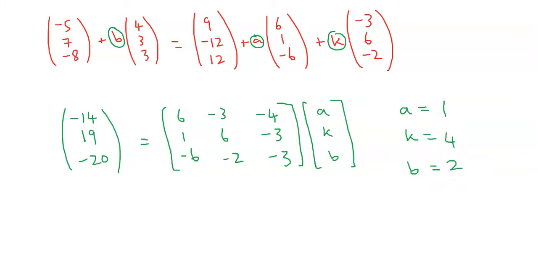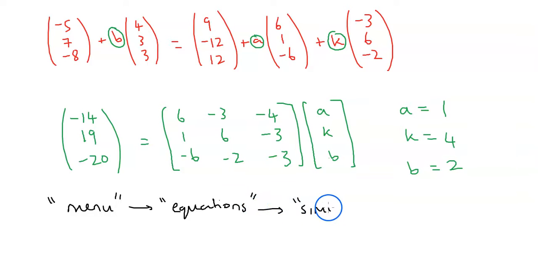By the way, if you are doing it on the calculator, you can go to Menu, and then Equations, and then Simultaneous. And then the number of unknowns is 3 unknowns.